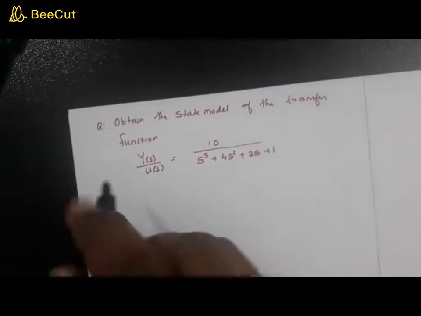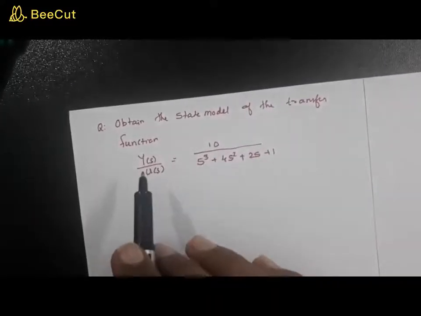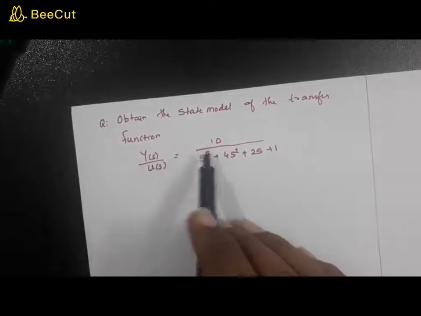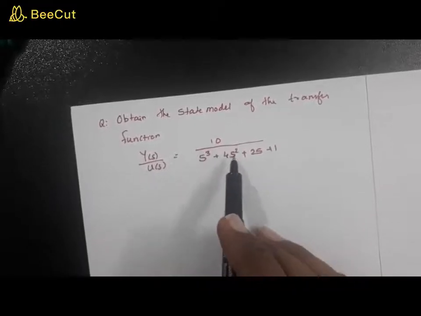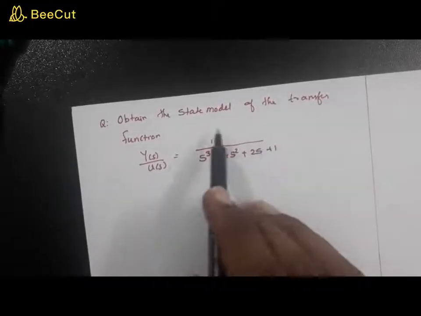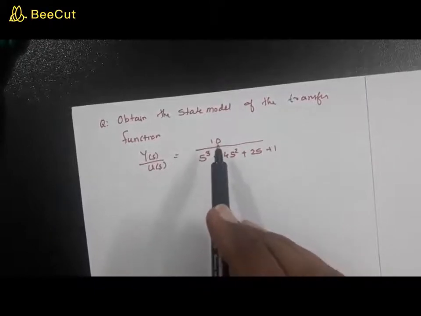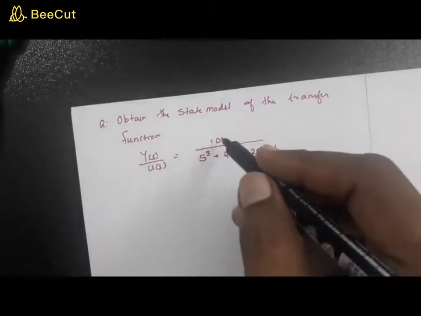So here is the second question. Obtain the state model of the transfer function given by Y of s to U of s is equal to 10 by s cube plus 4s squared plus 2s plus 1. Here also you have a transfer function with the constant P of s.